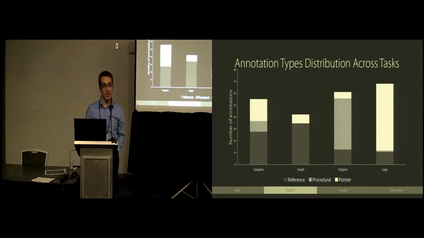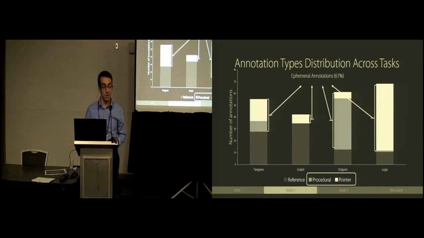And this is the distribution of all these types of annotations across the tasks. As you can see, a large portion of annotations are either procedural or pointers, about 61%, which means they are needed only for a short amount of time, maybe a few seconds.